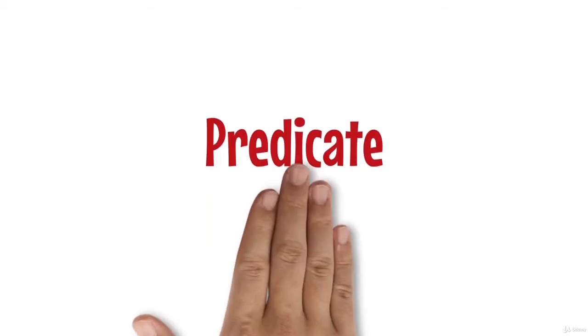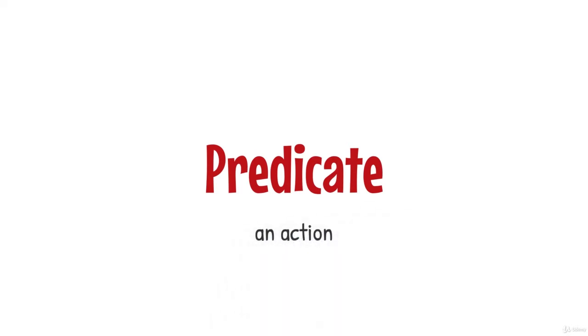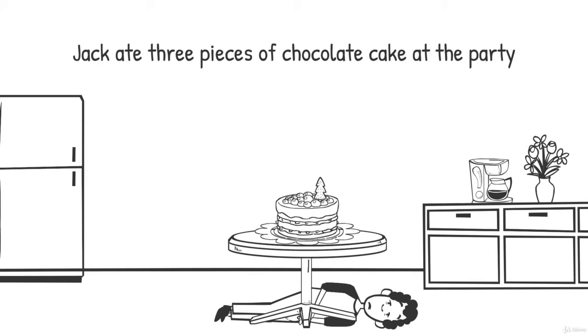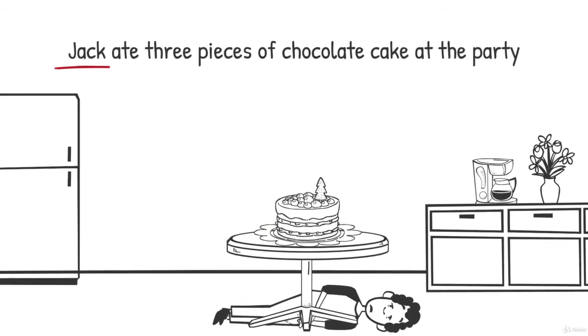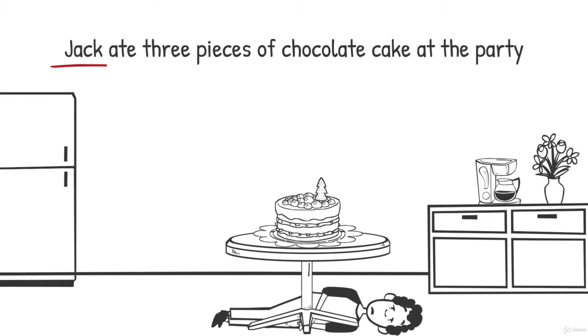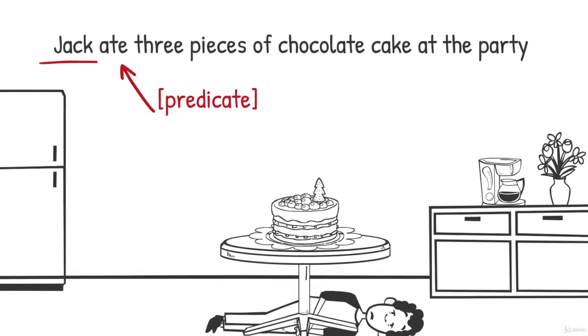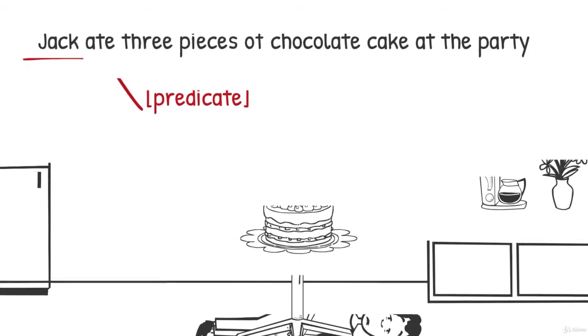Okay, next up, predicate. Predicate is the action that the subject is doing. For example, Jack ate 3 pieces of chocolate cake at the party. Jack is a subject. He is our main focus in the sentence. He is the doer of the action ate. And the verb ate is the predicate in the sentence. The verb ate plays the role of the predicate in the sentence.